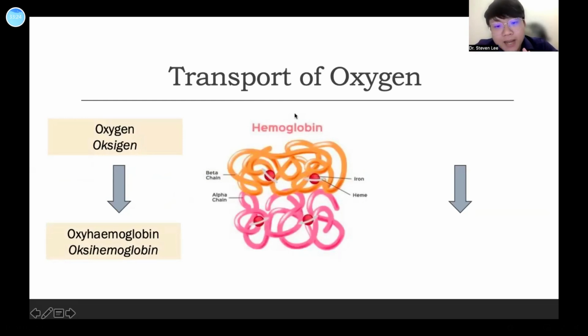So this is the structure of hemoglobin. I told you before. If you look at the old syllabus, it considers what we call a quaternary structure. So there are 4 chains. Actually, it's made of 4 chains. Okay, if you look at higher level, we got 2 beta chains and 2 alpha chains. Okay, so these are polypeptide chains. And then at the core of each chain, there's what we call the heme group.